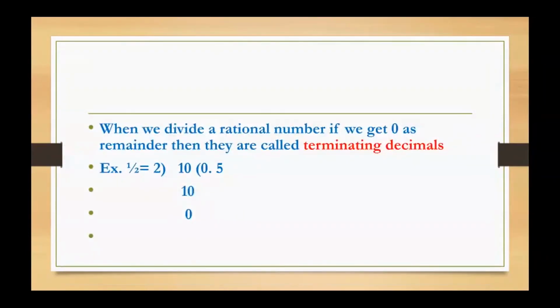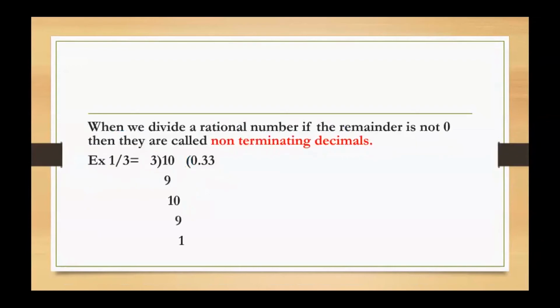When we divide a rational number, if we get 0 as remainder, then they are called terminating decimals. Example, 1 by 2. 2 divided by 1. If we put a decimal point after 1, we get 0. 2 fives are 10. Here we got remainder as 0, so it is a terminating decimal.